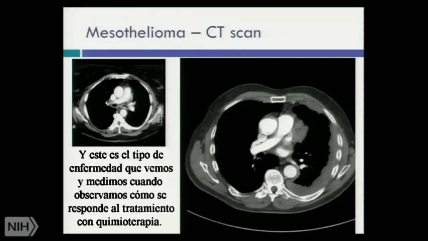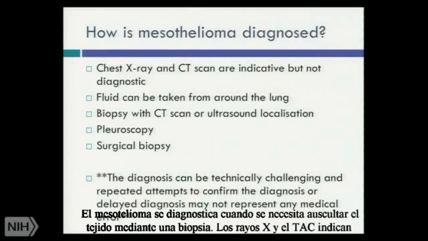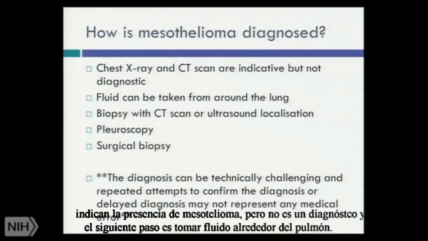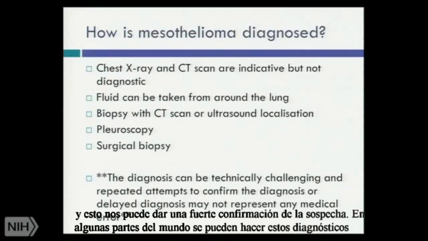And that's the sort of disease that we can see and measure when we're looking to see whether somebody is responding to chemotherapy treatment. So for mesothelioma to be diagnosed, we need a tissue biopsy. The chest x-ray or the CT scan are indicative of mesothelioma but not diagnostic. And then the next step may be to take fluid from around the lung. That can certainly give a very strong index of suspicion, and in some parts of the world can be diagnostic.